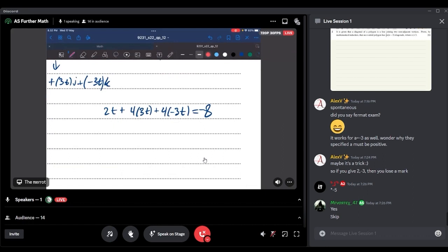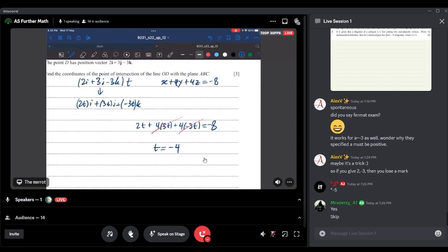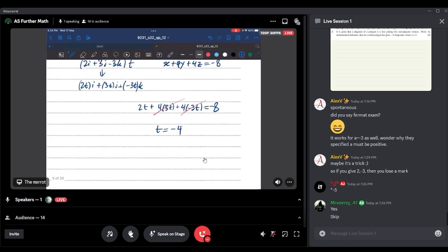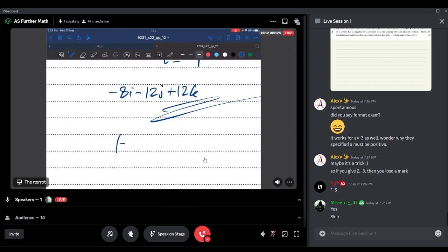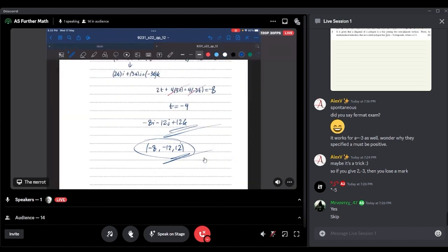Well, you can see that this cancels already. One is positive, one is negative, so they cancel. And so t is just minus 4. And then you just have to put the t in here, and you'll get your answer. Well, let's do that, actually. So we have 2 times minus 4, minus 8i minus 12j plus 12k. And that is your answer. Or you can write it in point form, minus 8 comma minus 12 comma 12. That's also okay. I think this is more preferred. So yeah, better to write in point form.